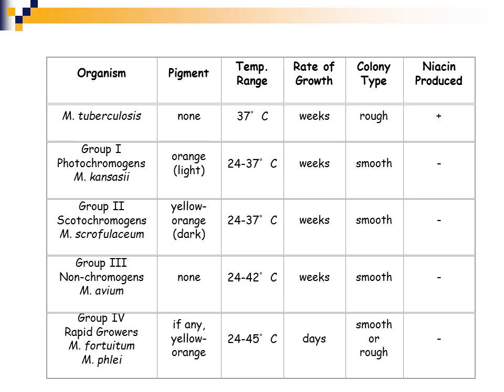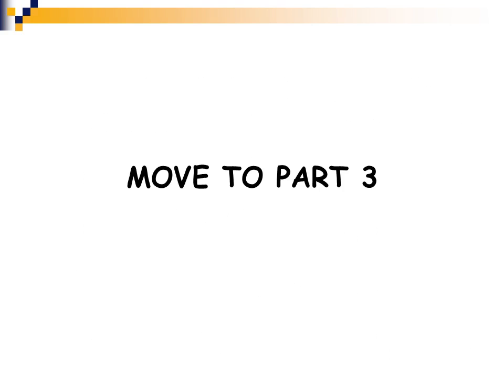So this is a nice chart because it shows you the major organisms, if there's a pigment, the temperature range that they grow in, and their rate of growth. So if it's weeks, it's a slow grower. If it's days, it's a rapid grower, as well as the colony type. So there are rough colonies and smooth colonies. And then niacin production test, and we already said Mycobacterium tuberculosis is positive. So we're going to move on to the third part.